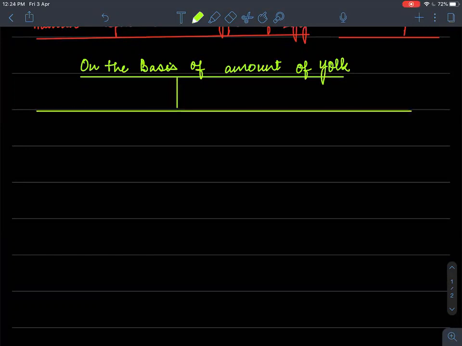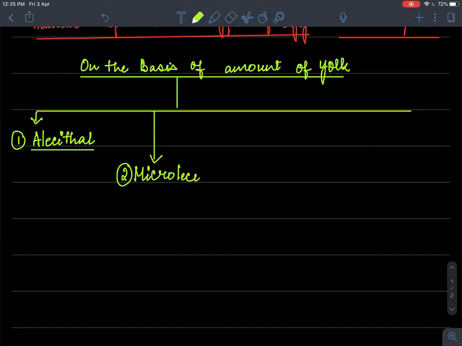They are: number 1, alecithal. A in biology means no or absent, so there is an absence of yolk at all. Alecithal egg, followed by microlecithal. Little amount of yolk is called microlecithal egg.